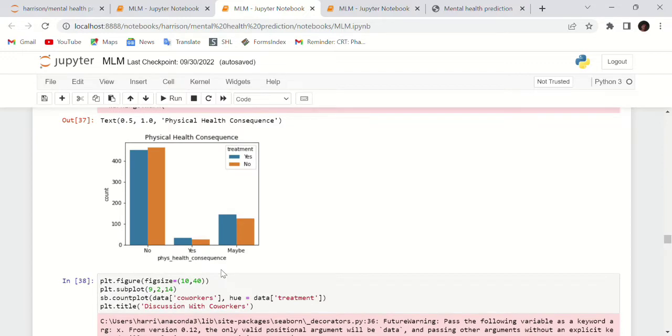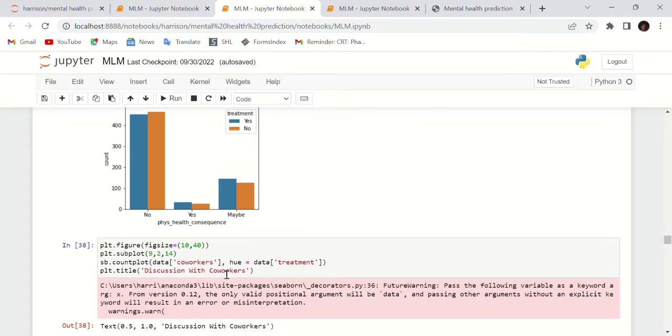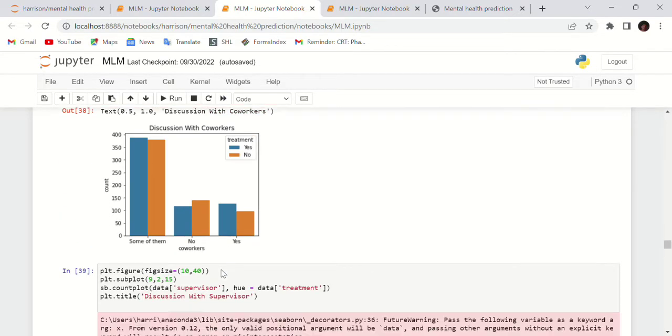Discussion with co-workers and treatment. We can observe that more than half of the people were willing to discuss their mental health problems with some or all of their co-workers. Discussion with supervisor and treatment.